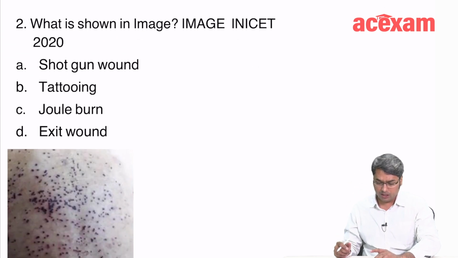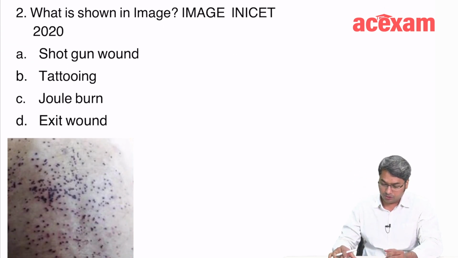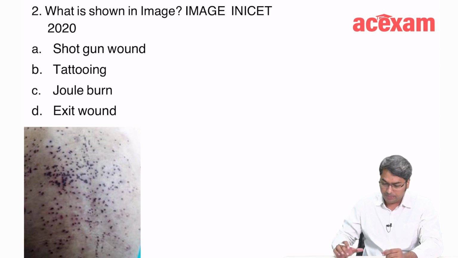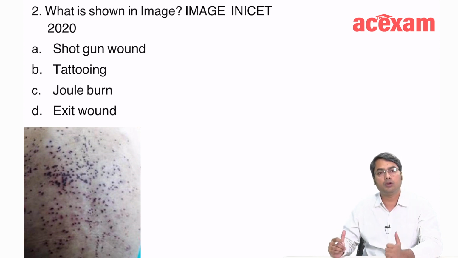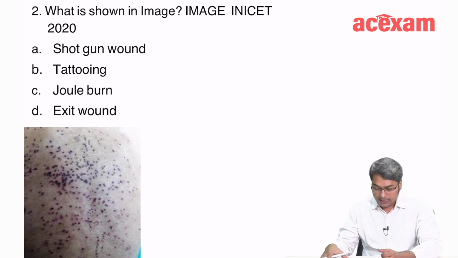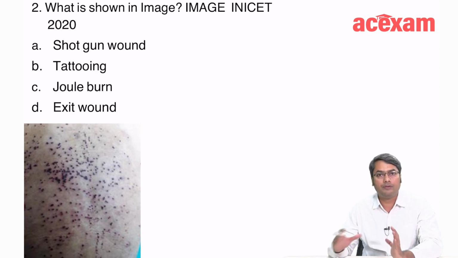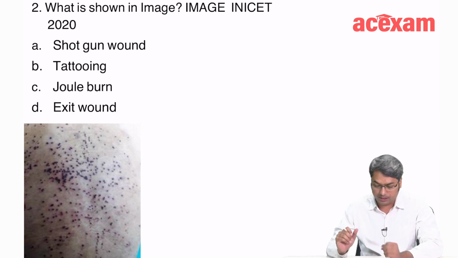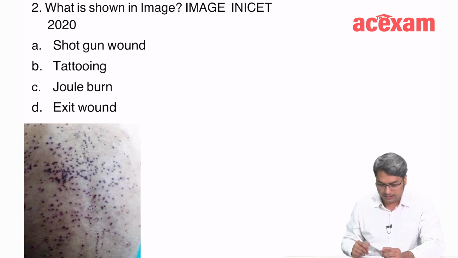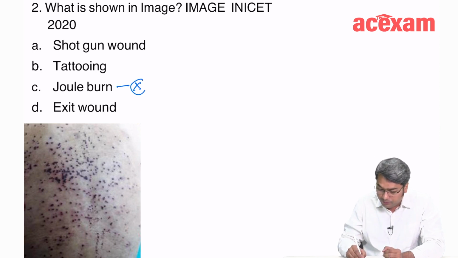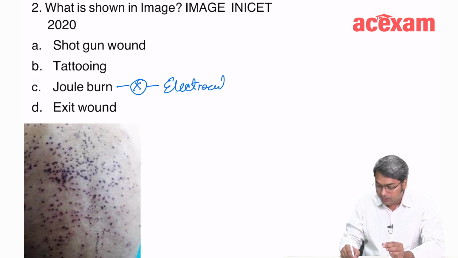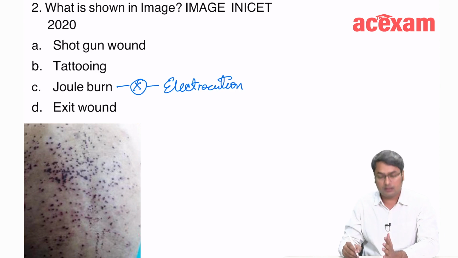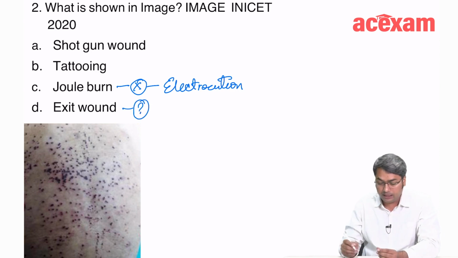Moving on to the next question, what is shown in the image? This is an image based question which also came in NEET 2020, and you can see that questions related to traumatology can be image based and they are very important. So we have to deal with traumatology in a very systematic manner. So what image is this? This is showing different dots, right? So obviously this is not joule burn. What happens in joule burn? That is produced by electrocution, and it does not look like this. Exit wound of what? That was not specified.